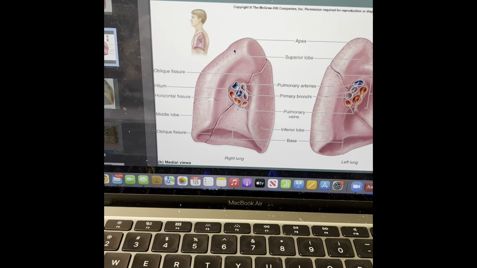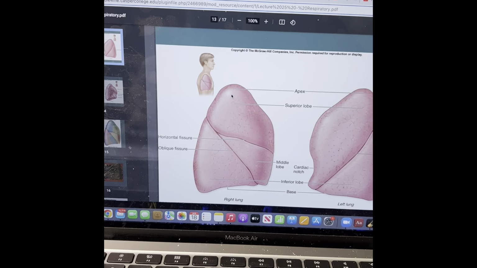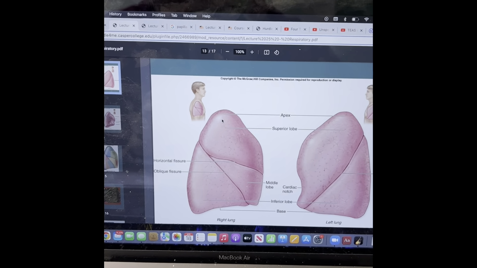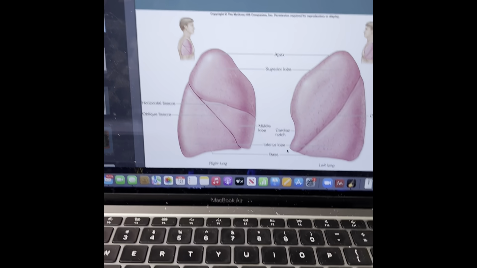Let's see, apex is the top of the lung. We got the superior lobe, right lung, left lung. All right, that's it.